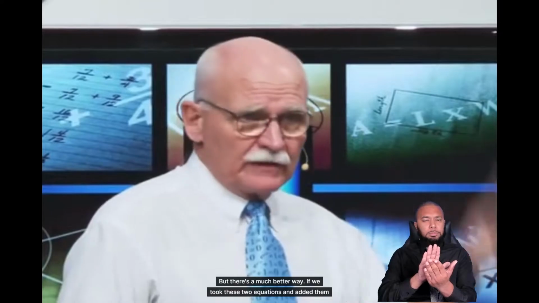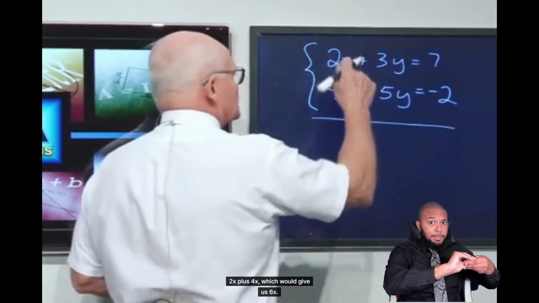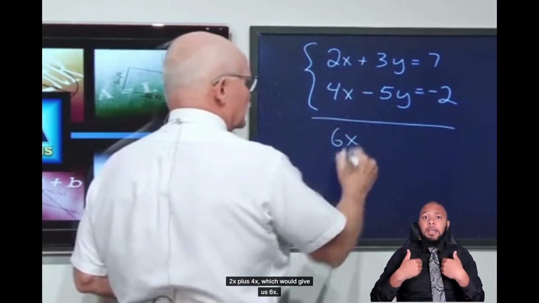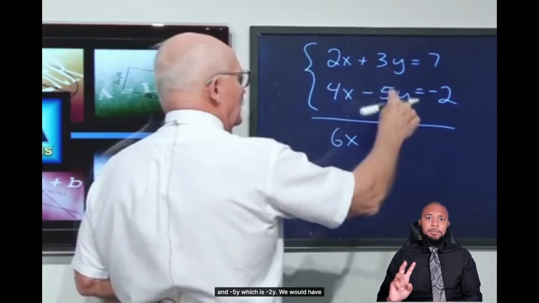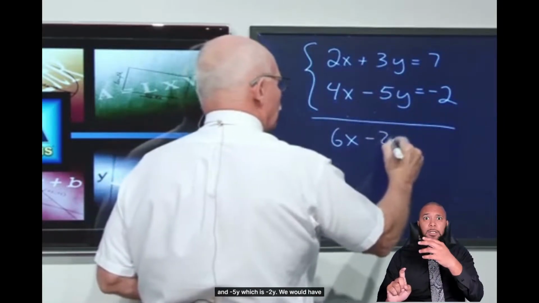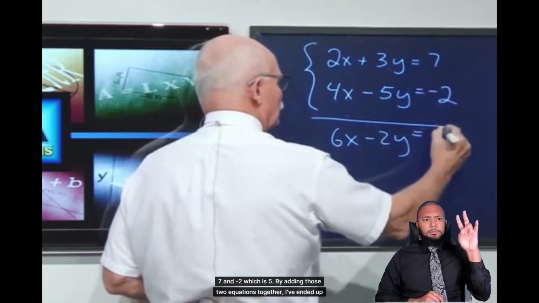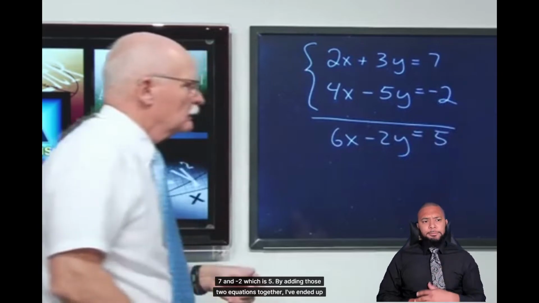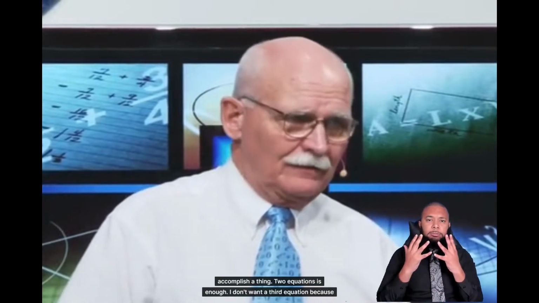If we took these two equations and added them together, then we would have 2x plus 4x, which would give us 6x. We would have 3y and negative 5y, which is negative 2y. We would have 7 and negative 2, which is 5. By adding those two equations together, I've ended up with another equation. Unfortunately, it didn't accomplish a thing.